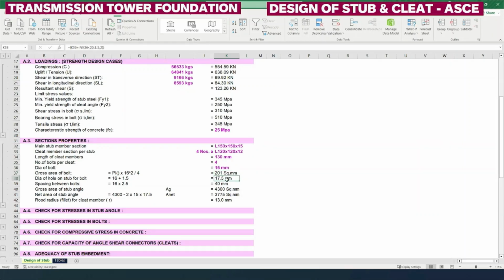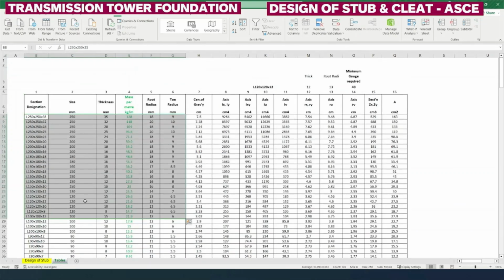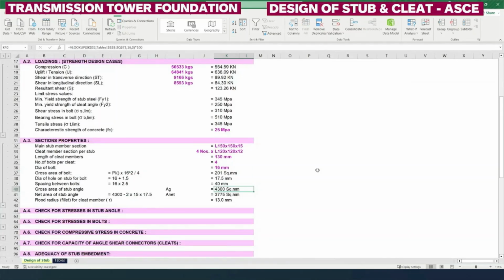The diameter of the holes in the stub for the bolt we can consider 1.5 mm extra to the diameter of the bolt, so that the hole can accommodate the 16 mm diameter. Spacing between bolts is 2.5 times the diameter of the bolt. The cross area of the stub we can pick from the table listed here, using a VLOOKUP command and a drop down list to pick the main stub member section. The cross area of the stub angle is extracted from the table in the next tab.